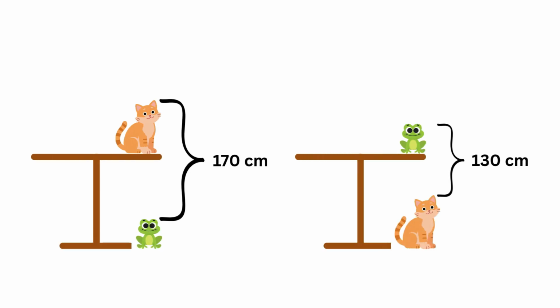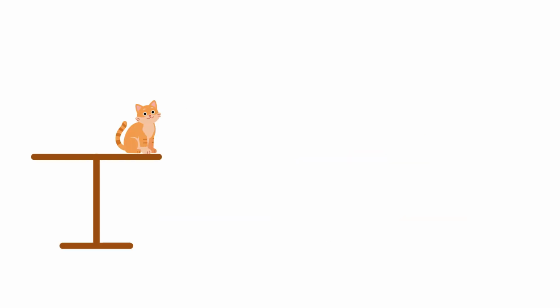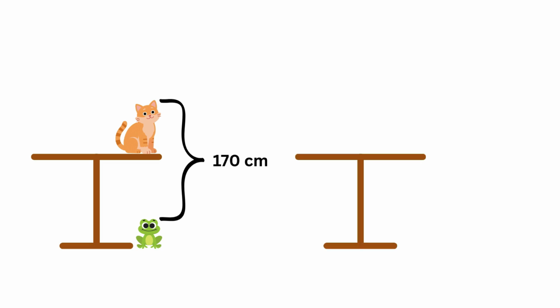This is a beautiful problem. In the first picture, the cat is sitting on top of the table, while the frog is standing on the floor. The vertical distance between the top of the cat's head and the top of the frog's head is 170 centimeters. Now look at the second picture.